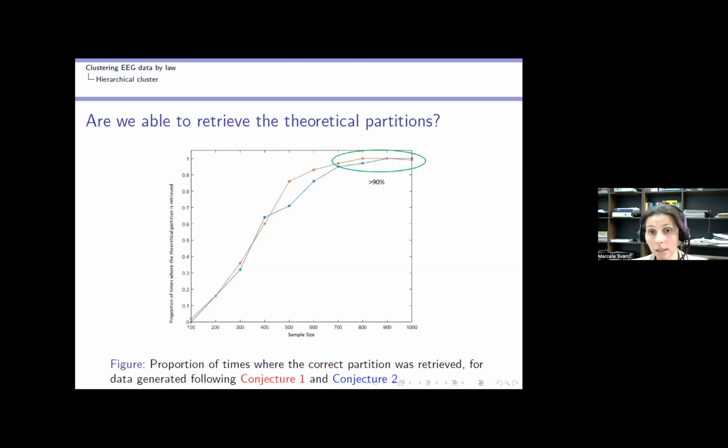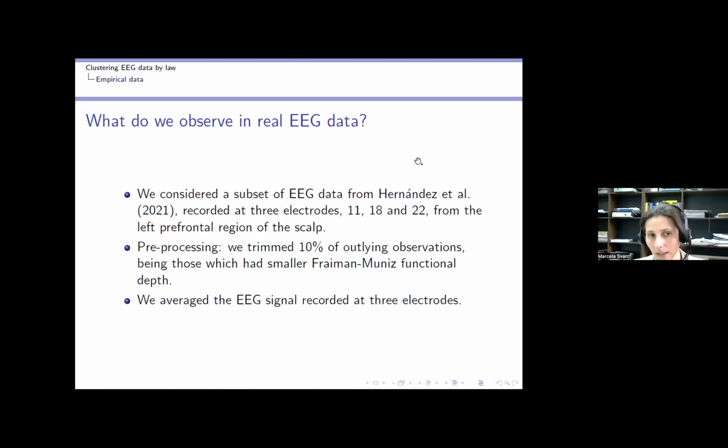So, well, it's not a proof, but we show empirically that our procedure works well. So now we are going to go to a really small example with real data. We are going to consider the same data set that has been considered by Noslin before, and we are going to restrict our study to the left prefrontal region of the scalp, considering the electrodes 11, 18, and 22.